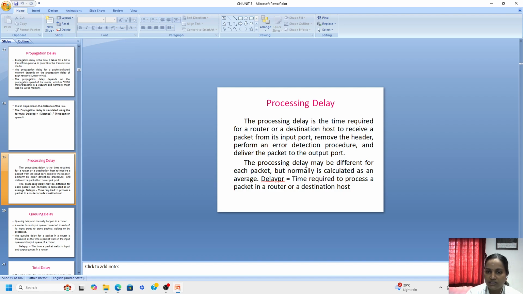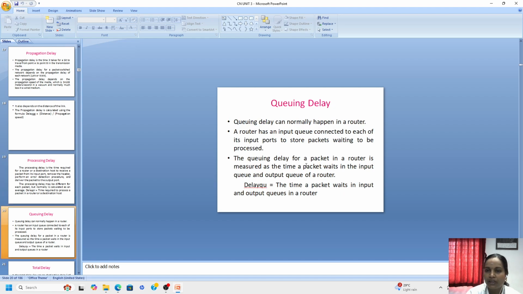Next is the processing delay. The processing delay is the time required for a router or a destination host to process a packet it receives. It may be different for each packet. Next, the queuing delay. Queuing delay is a normal delay happening at routers. A router has an input queue connected to each of its input ports to store packets waiting for processing. It is evaluated based on the time a packet waits in the input and output queues of a router.